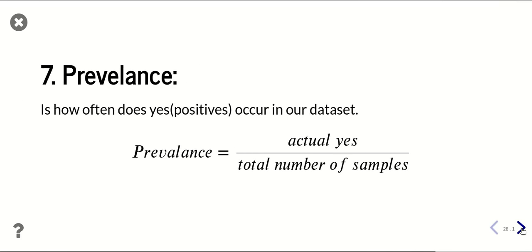So let's look at the prevalence. The prevalence is how often does a yes occur within our data set. So we take the actual yeses and divide by the total number of samples within our data set. That's how we get the prevalence.